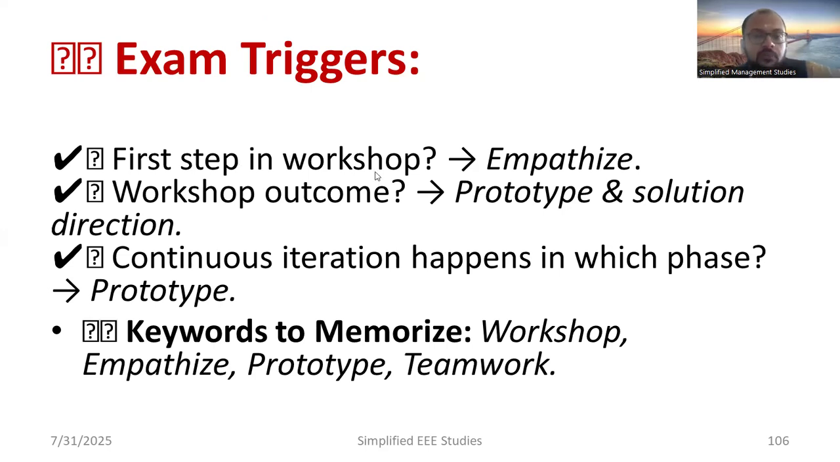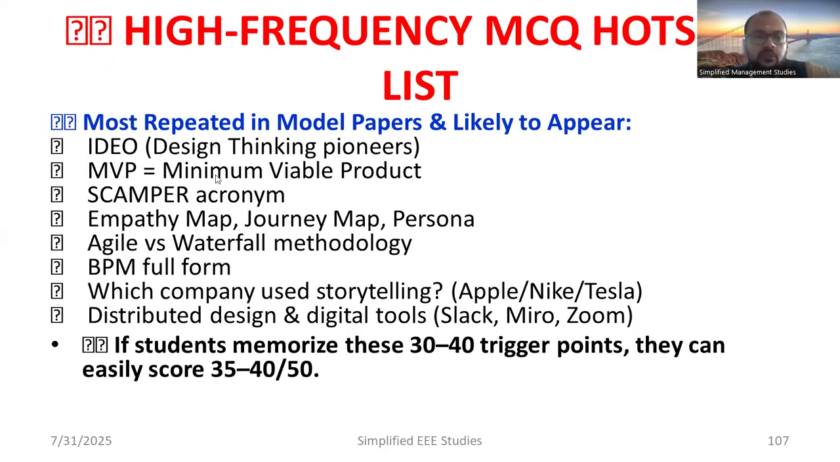First step in the workshop is empathize. Workshop outcome: prototype and solution direction. In which phase does continuous iteration happen? Of course, in the prototype. Keywords are empathy, prototype, teamwork, etc. These are the exam tips.